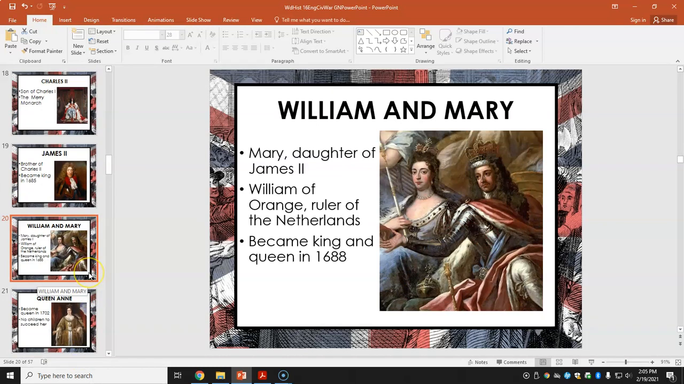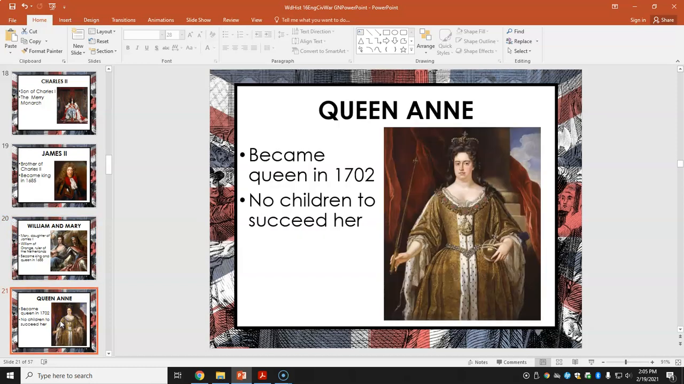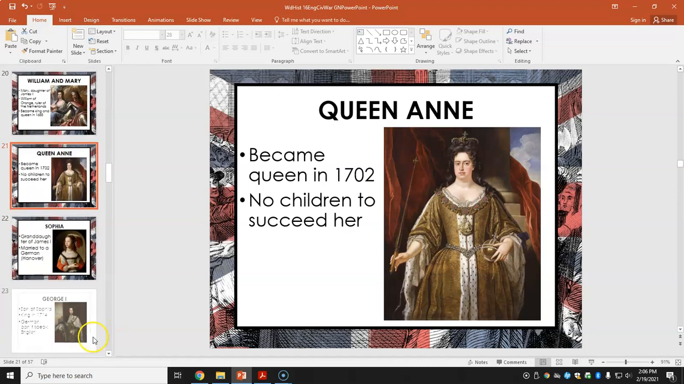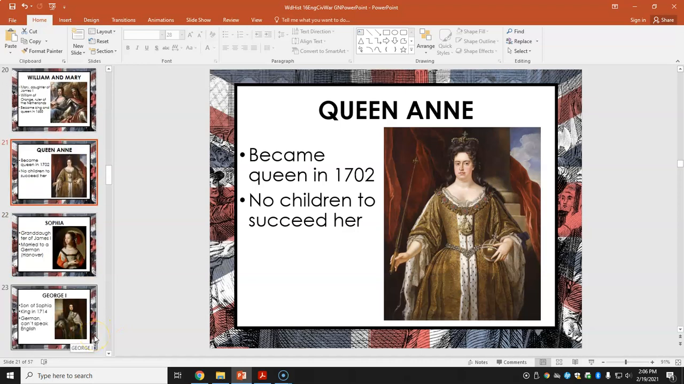We get into William and Mary. They're going to be the ones that are widely known. Mary is the daughter of James II. The guy's name is William of Orange. He is also the ruler of the Netherlands. They became queen and king in 1688. Queen Anne becomes queen in 1702, and there are no children to succeed her. So these are the lineages of kings and queens of England.